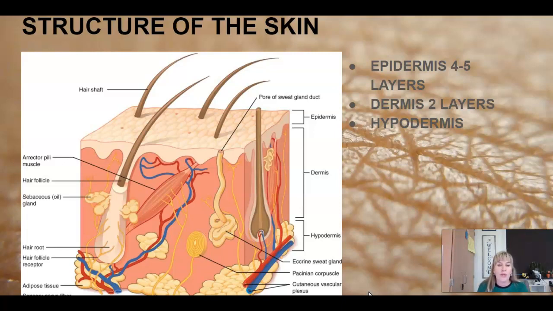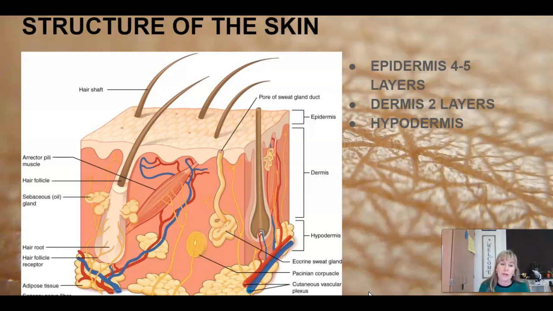You can see that the hair follicle is an epidermal derived substance, and with it you have the sebaceous glands, and the sebaceous glands are the oil glands. I want you to also note the eccrine gland there, the little sweat gland. It shows the pore. Notice the erector pili muscle.